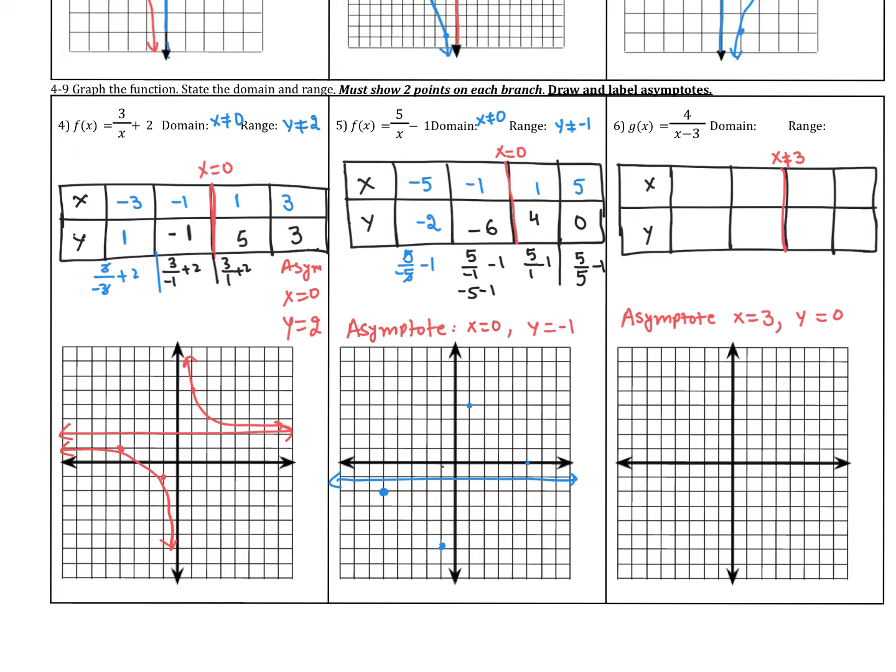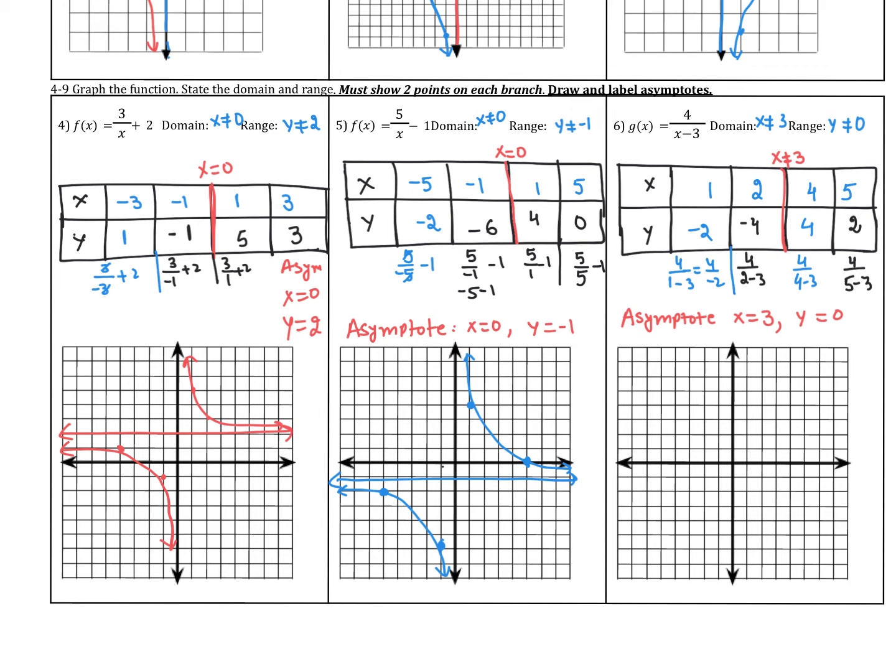comma negative 2, this point, negative 1 comma negative 6. Combine these points to get one side of the graph, 1 comma 4 and 5 comma 0. You're going to get the two sides of the graph.